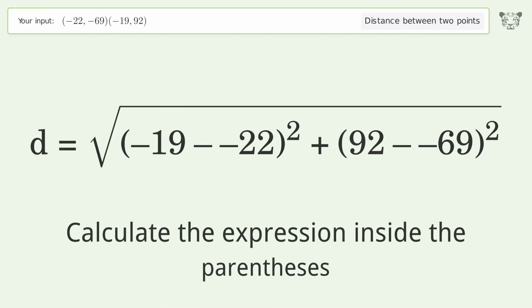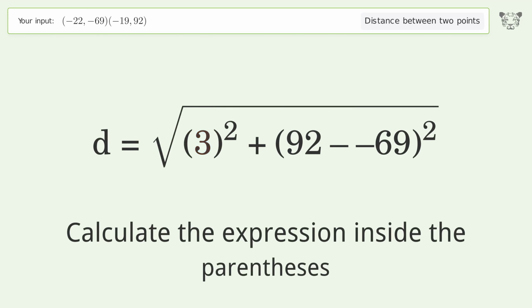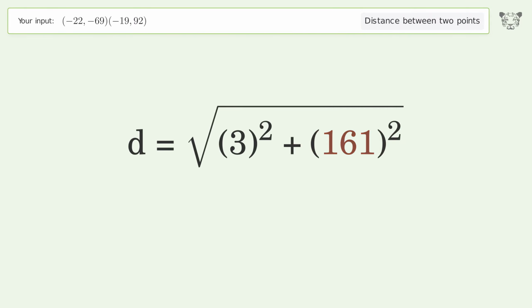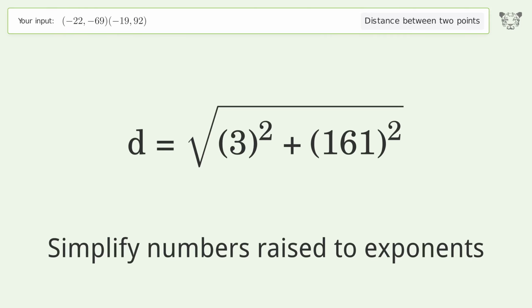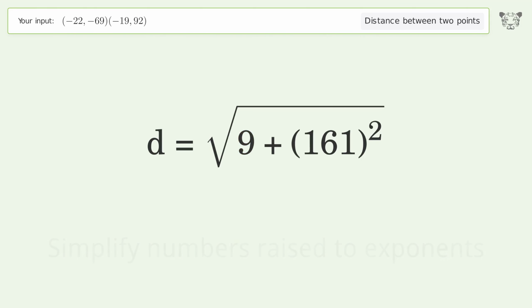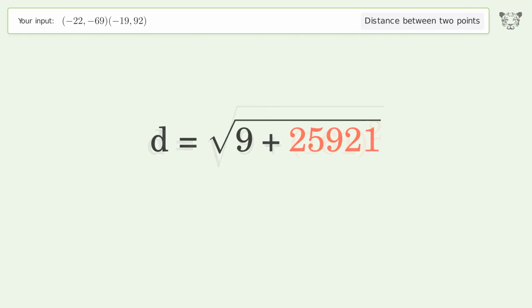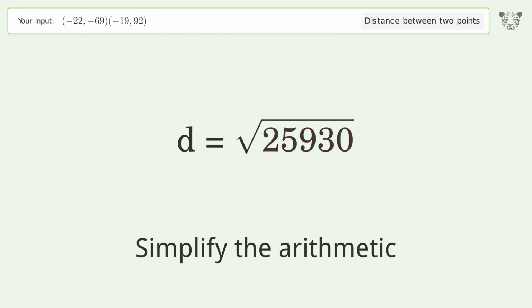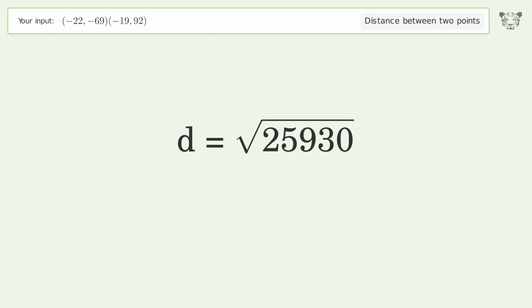Calculate the expression inside the parentheses. Simplify numbers raised to exponents. Simplify the arithmetic. And so the distance between the 2 points is the square root of 25,930, or 161.028.